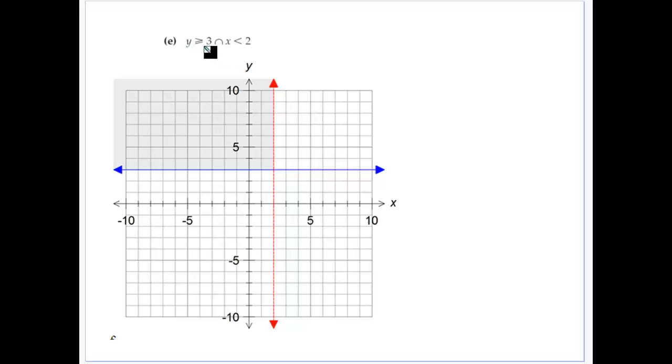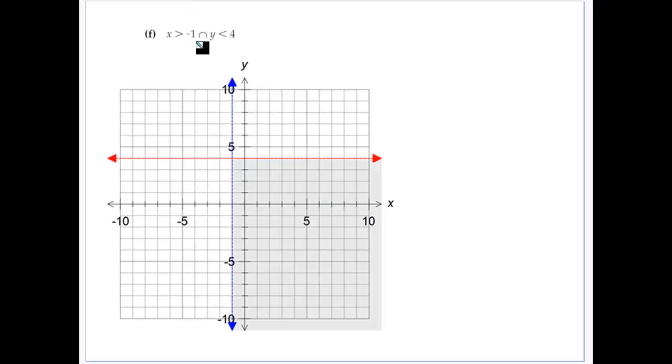This one here, y is greater than 3. Well, we know that would be above the blue line. X less than 2 is to the left of the red line. So where those two hold together is in that part there, where it's shaded. So it's to the left of the red line, above the blue line. Remember, that's a horizontal line. That would be a vertical line. Remember that, hopefully, from earlier on.